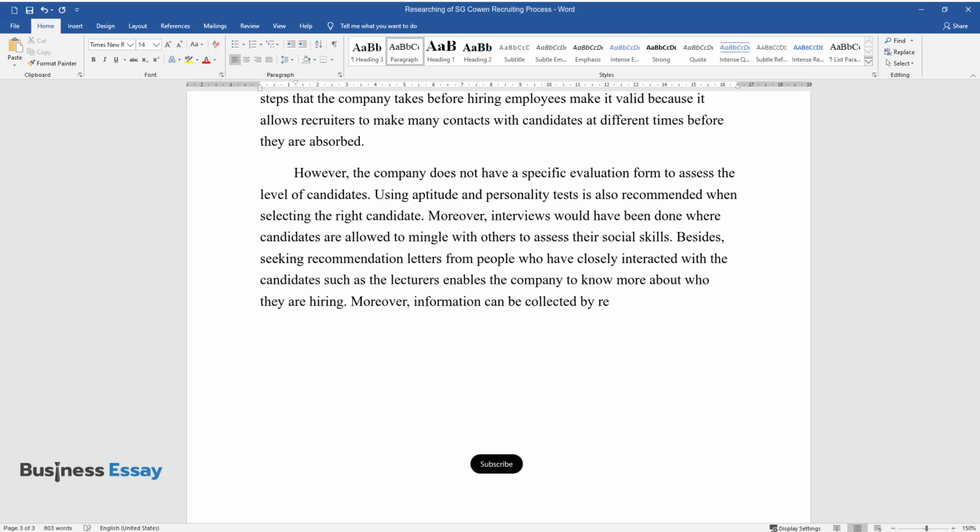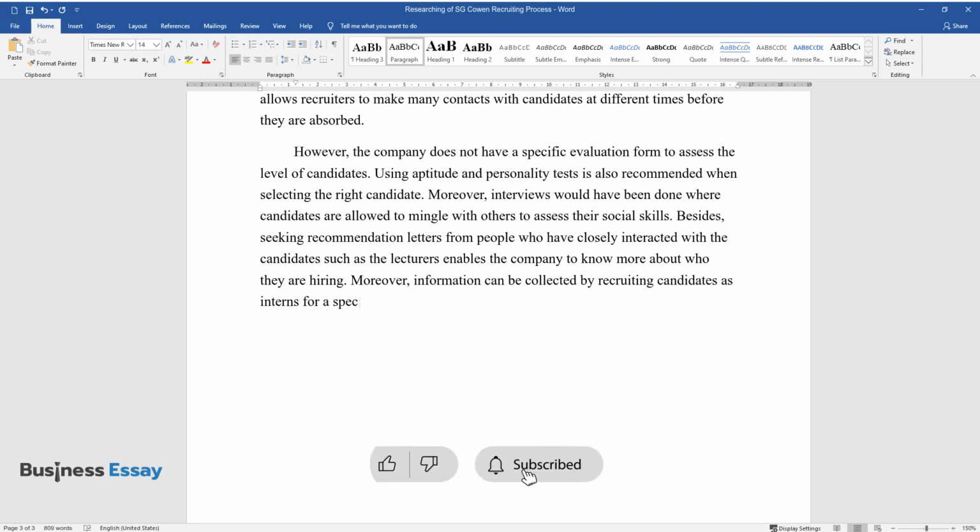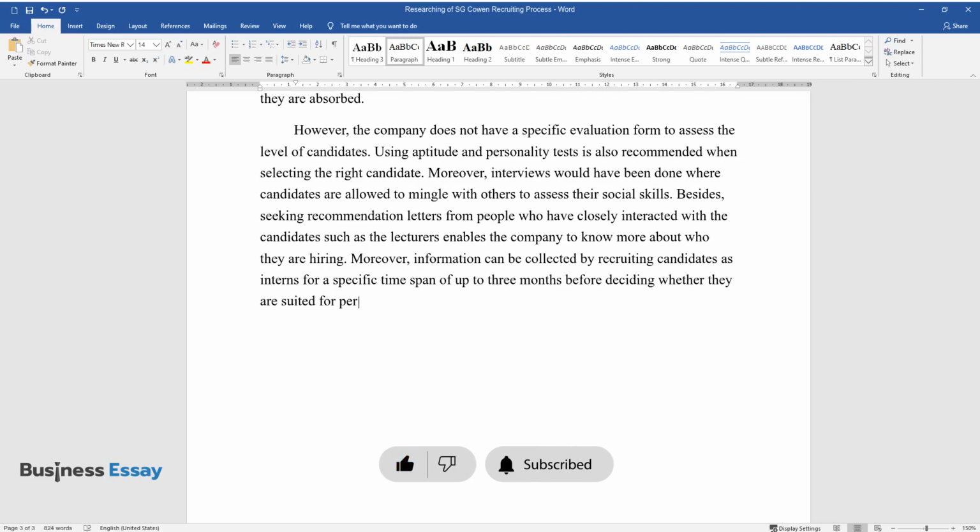Moreover, information can be collected by recruiting candidates as interns for a specific time span of up to 3 months before deciding whether they are suited for permanent employment.